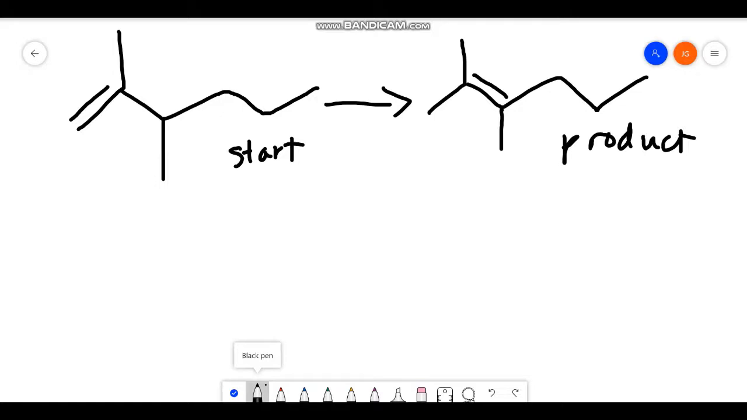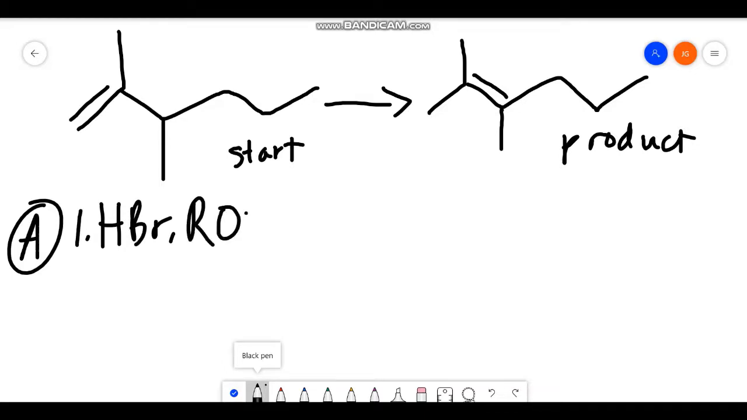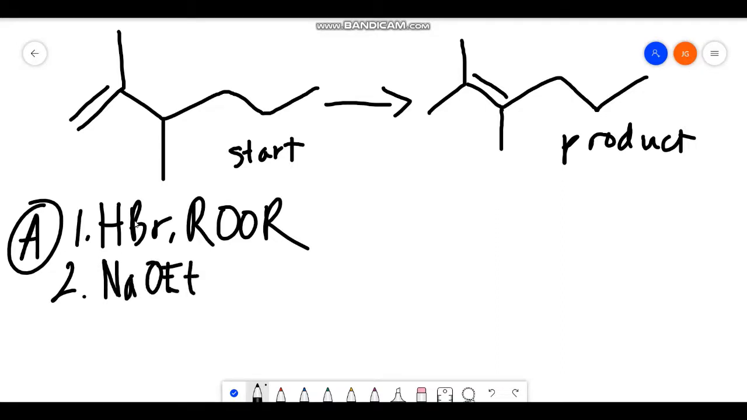Set A, I'm calling it set A, option A, whatever you want to call it, has our first step being HBr and ROOR. This is just a peroxide. And our second step is performed by NaOEt, indicated in orgo as OEt. This just means sodium ethoxide.